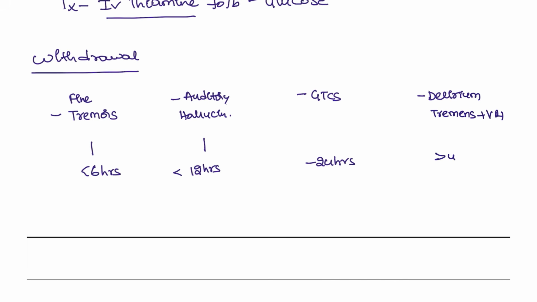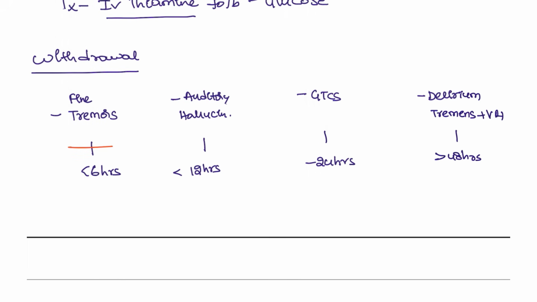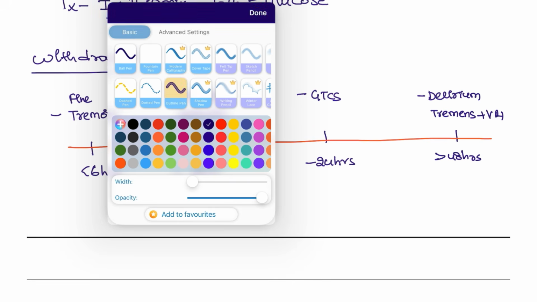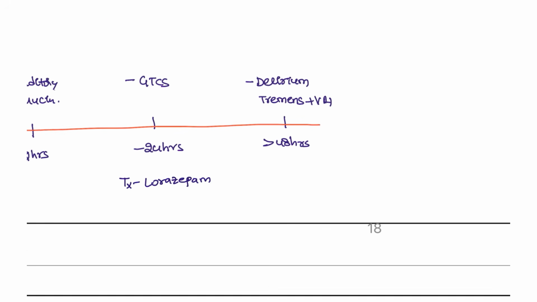And this is after 48 hours of the last drink of the patient. So this is the generalized timeline of the withdrawal of the patient who is presented with the withdrawal of alcohol. And how are we going to treat this patient? When the GTCS, here the drug of choice for this patient is the benzodiazepines, go for the lorazepam. Okay, go for the lorazepam.